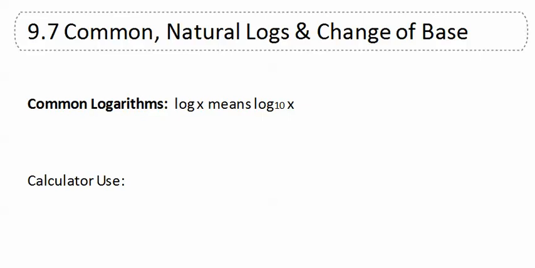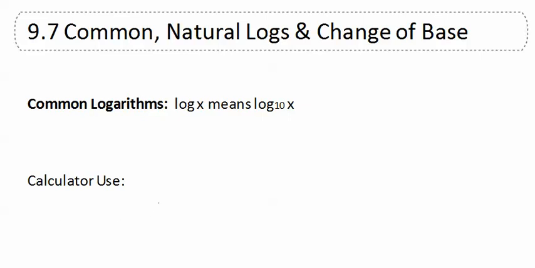9.7 Common and natural logs and change of base. We're going to start with the concept of what common logarithms are. A common logarithm basically means that if you see the notation log x, it means log base 10 of x, and the base of 10 is implied. Most calculators have that same programming. If you see the log button on your calculator, it means log base 10.